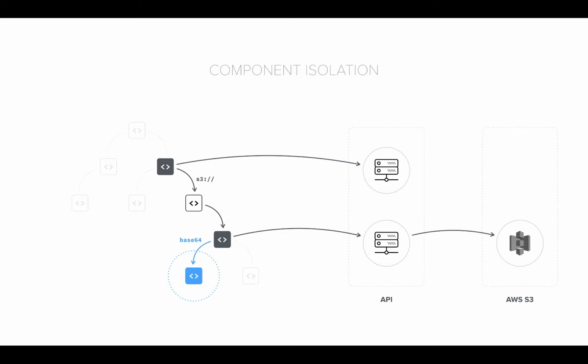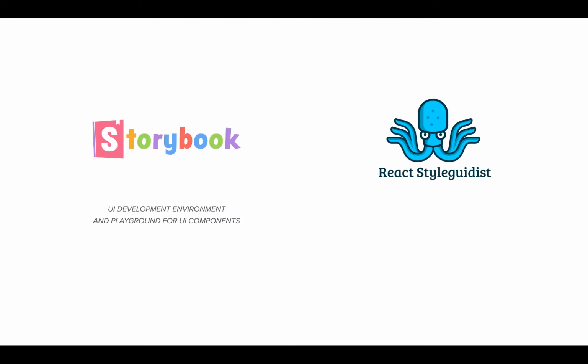Storybook says about itself that it's a UI development environment and playground for UI components. You can find implementations for any framework that you could possibly learn in a lifetime. So it's available for everything. This is in contrast with React Style Guidist. The name implies that it's only for React, and it's an isolated React component development environment with a living style guide. Let me briefly show you the differences between the two of them.